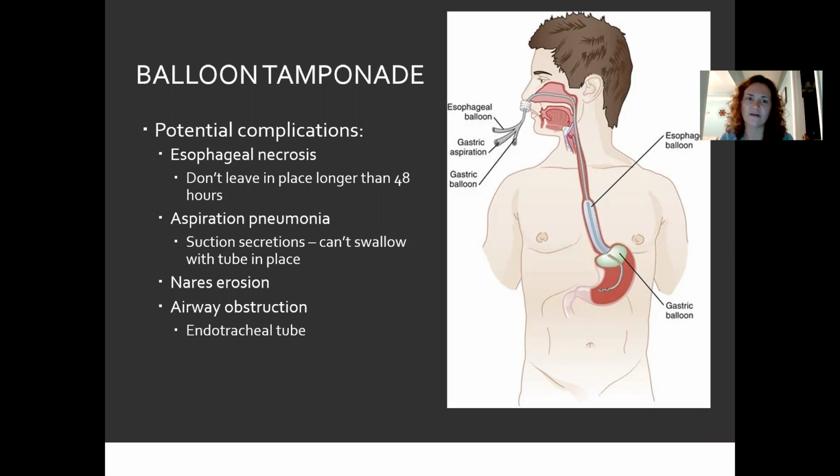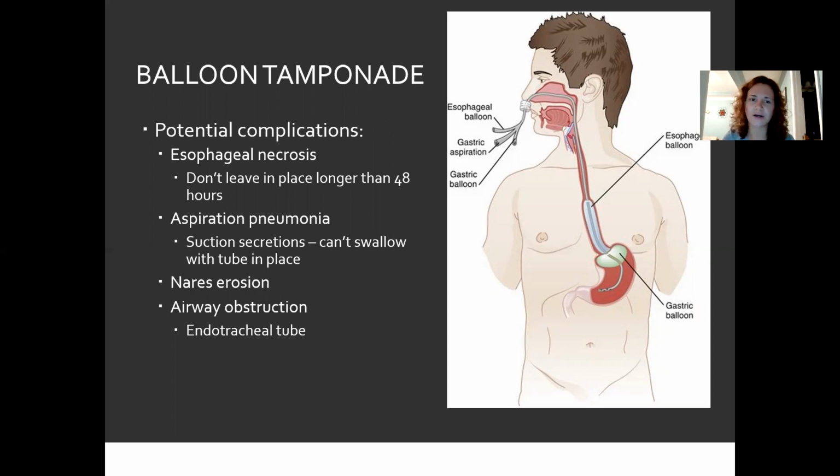Complications that can occur with this are esophageal necrosis. So if the balloon is in place longer than 48 hours, then that could be a potential complication. So the balloon should never be in for longer than 2 days. Because not only is that pressure stopping the bleed, but if it was in there for too long, it's going to cut off circulation completely and cause necrosis of the esophagus or the stomach.